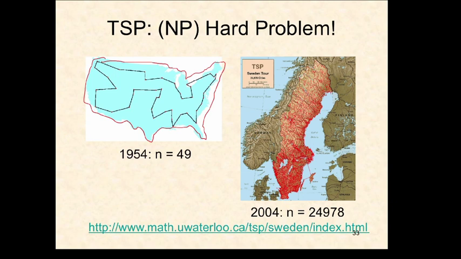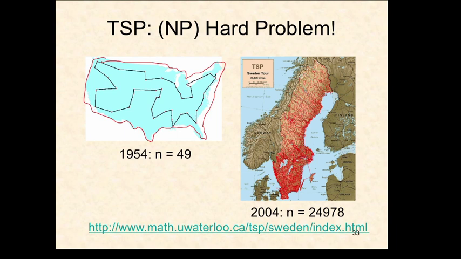16 years ago, someone solved it for Sweden, 24,978 places. Yes, exactly, Alex. So 16 years ago, someone solved it for Sweden. Basically, every place that had a name, they put it in the TSP tour. And there's a link there you can look at for how they solved it and how long it took.